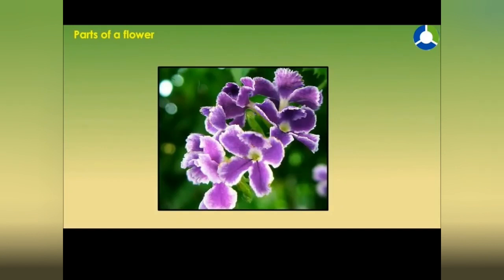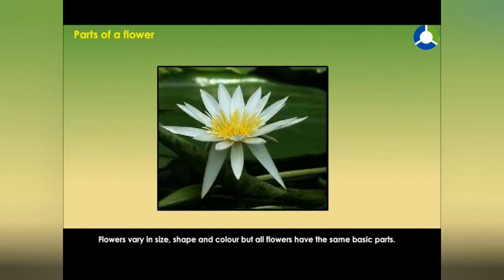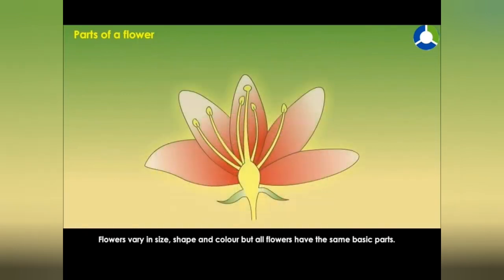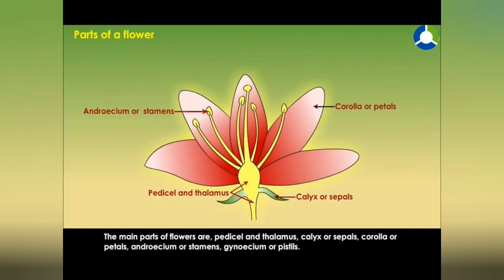Parts of a flower. Flowers vary in size, shape and color. But all flowers have the same basic parts. The main parts of flowers are pedicel and thalamus, calyx or sepals, corolla or petals, androecium or stamens, gynoecium or pistils.